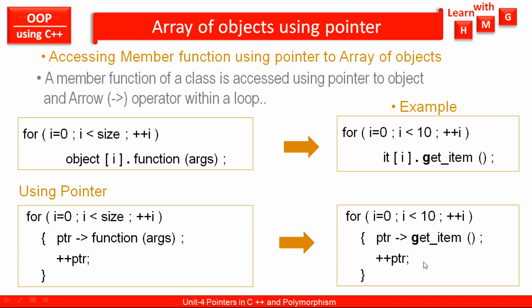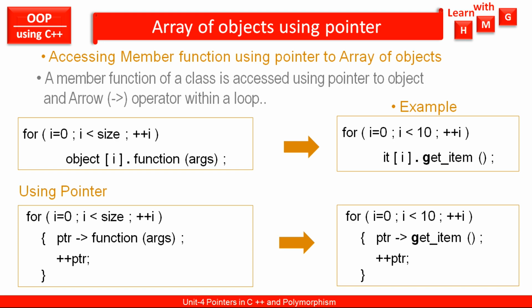for object 0 it will call the get item function, then the pointer will be incremented, and it will point to element number 1. For object number 1 it will call the get item function, then the pointer will move further to point to element number 2, and like this object 2 will call the get item function, and so on. For every object element the pointer will be moved physically ahead in the forward direction from 0 to 9 using plus plus ptr.